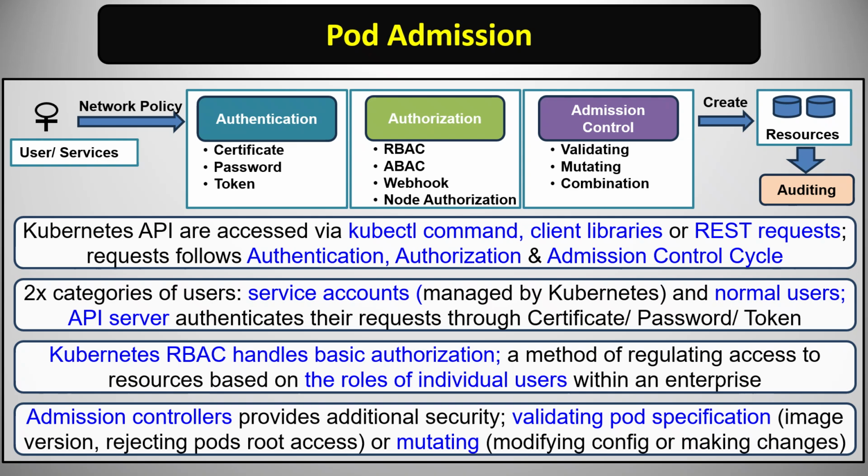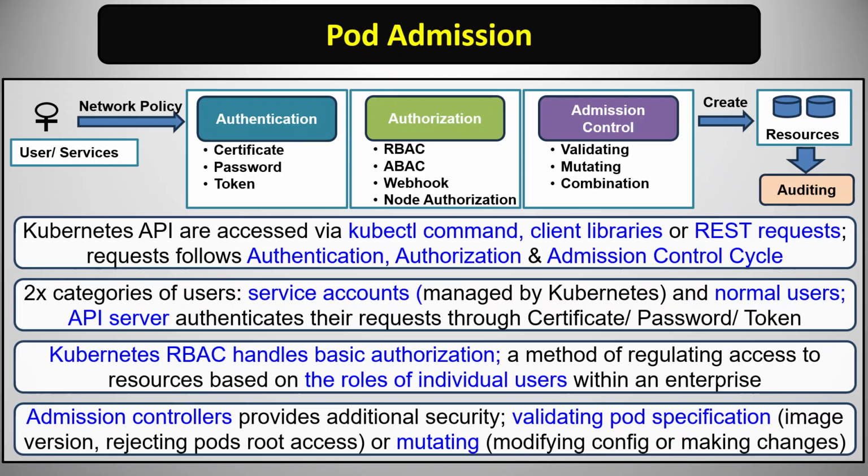The second one is the NamespaceAutoProvision. It is a mutating admission control. If you try to deploy into a namespace that doesn't exist, this plugin can automatically create the namespace for you. This is now a mutating admission control because it's actually changing the cluster state.